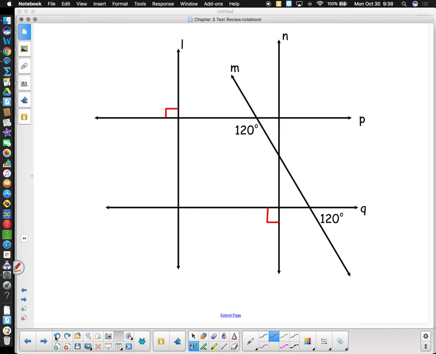by perpendicular transversal. I would have to have this right angle be over here. If the right angle were over here, then I would have L as a transversal and P would be parallel to Q. But I don't have that, so I can't make that conclusion. Okay? What do I have? Besides the right angles, what do I have? I have the 120s, don't I?